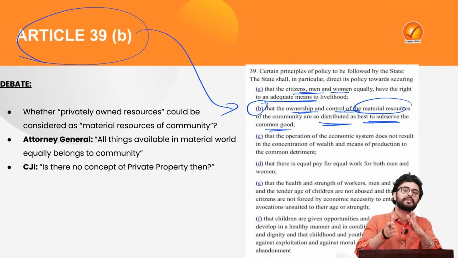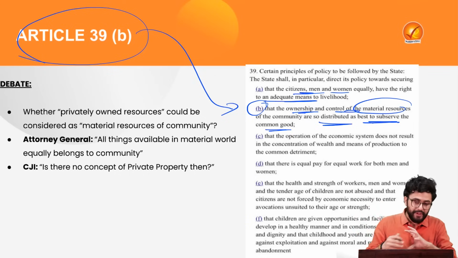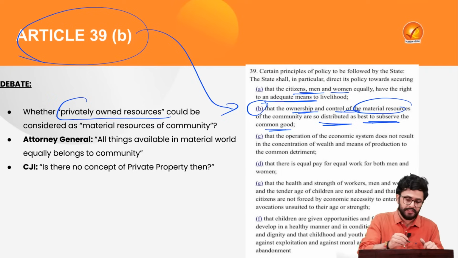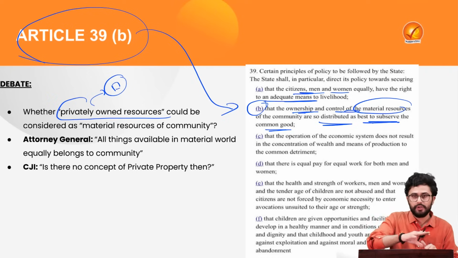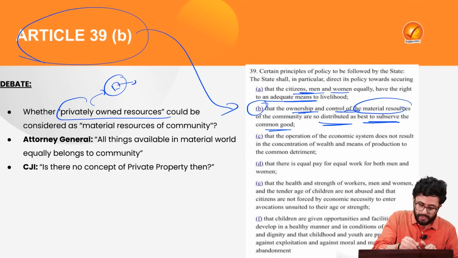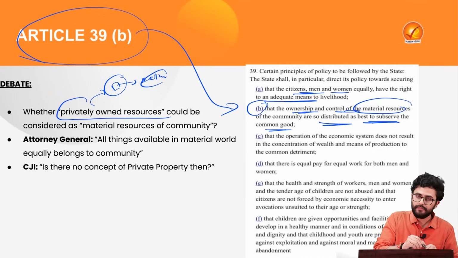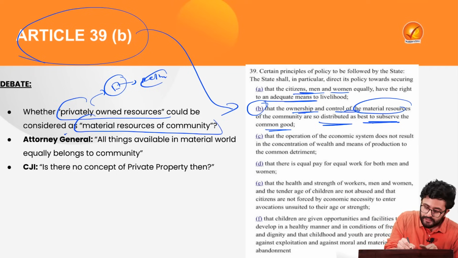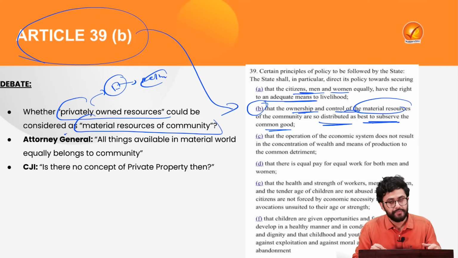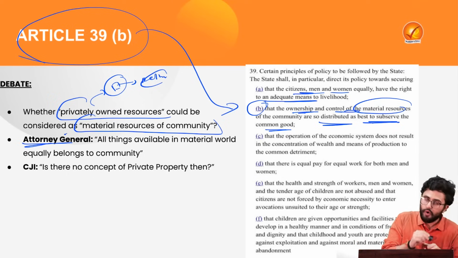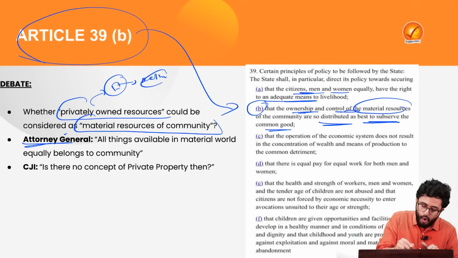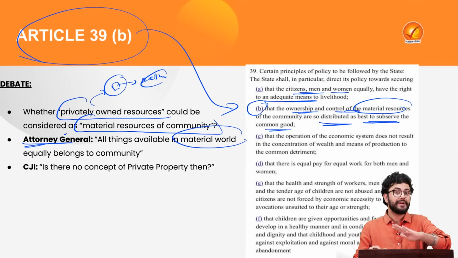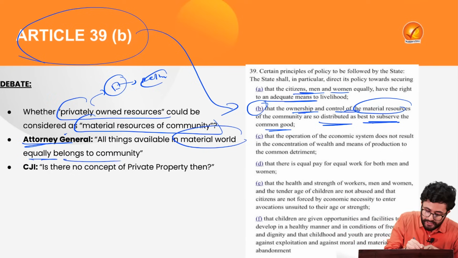Now, this debate was taken up in the Supreme Court, where the debate revolves around whether privately owned resources, let's say if I own a particular plot in any particular area, let's say Delhi, can be considered as the material resources of the community. The argument given by the Attorney General was that yes, all things which are available in the material world in the country, if the government can claim the right on that, then it equally belongs to the community.